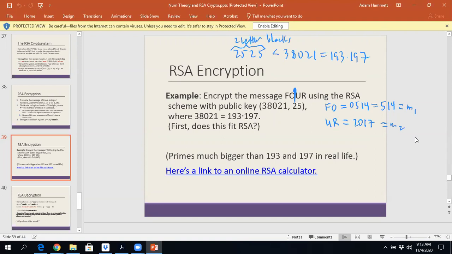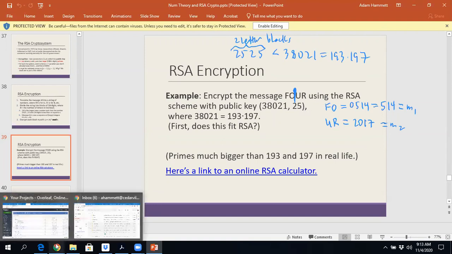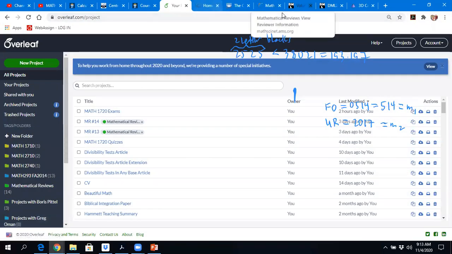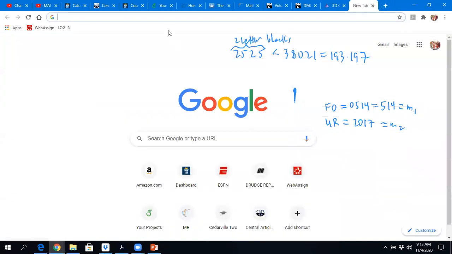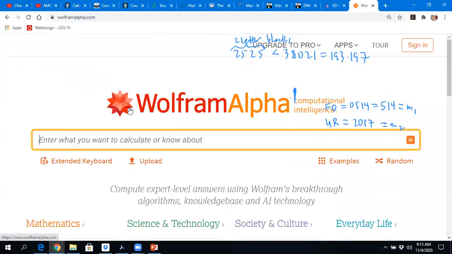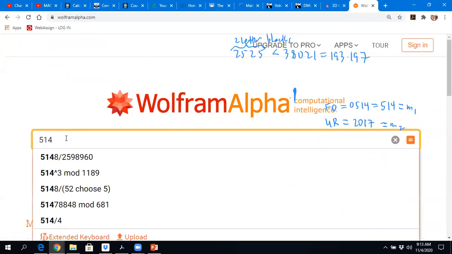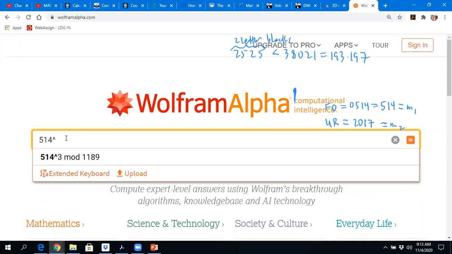And then we encrypted these things. We said, all right, 514. What am I going to raise it to? I would raise it to the 25. Okay, let me see here. I think I still might have this up over here. Maybe not. I'll open up another thing here. So here's Wolfram Alpha. So we would go 514 to the, what do I raise it to? To the 25th, right? Because E was 25 for us. Right, so E was 25. That was the encryption power.